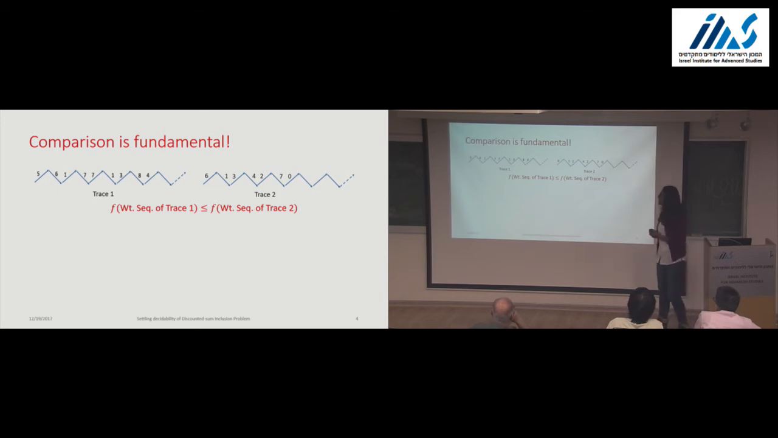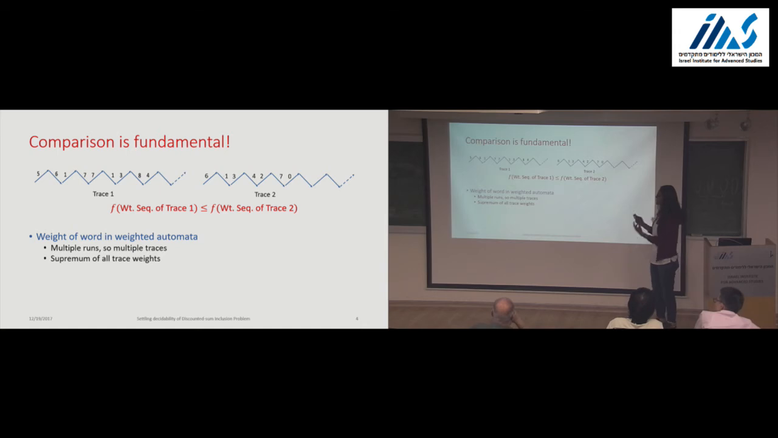What does that mean? Well, if you're given two traces, for example, trace 1 and trace 2, and an aggregate function f, then the most fundamental operation would be, can you tell whether the weight sequence of one trace is less than or equal to the weight sequence of the other? Now, to convince you why I believe this comparison is fundamental, let's go back to the weighted automata scenario, and see how comparison naturally falls into very simple questions there.